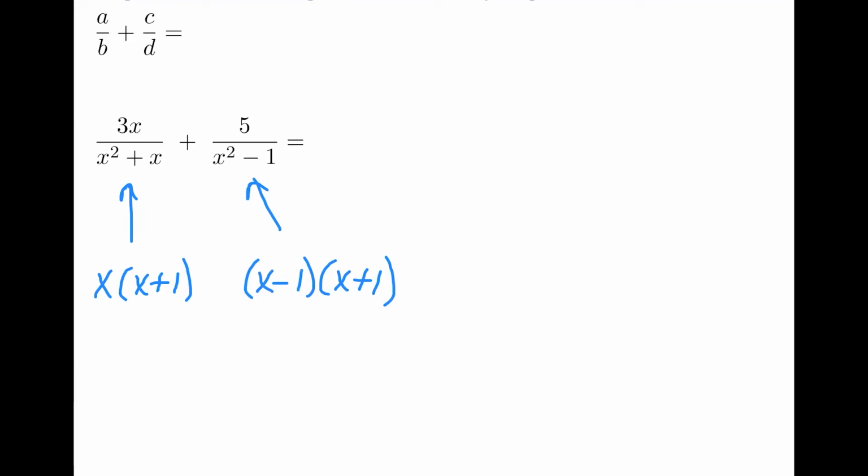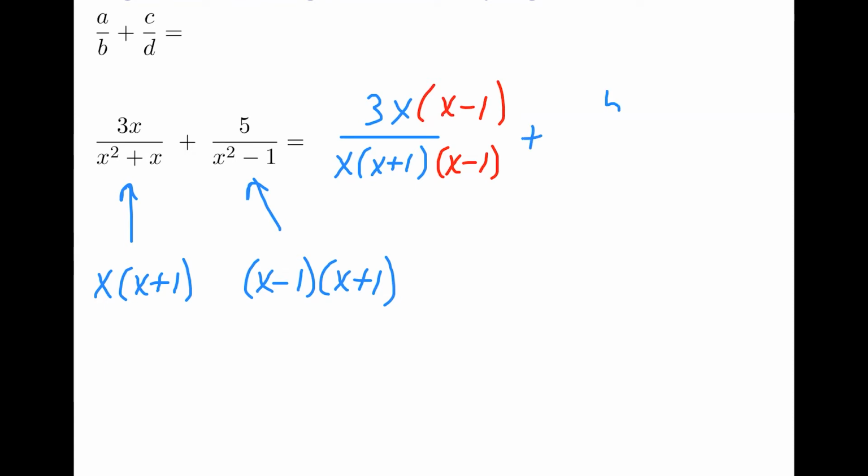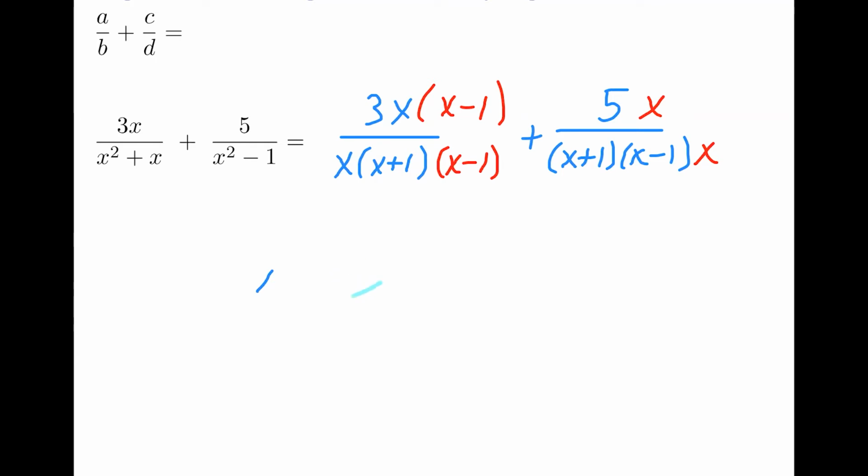So what we're going to do is write 3x over, and I'm going to actually call this x times x plus 1. And then I'm going to introduce that factor of x minus 1 here and here. And then the second fraction, 5 over, and again, I could call it x squared minus 1, but I'm going to call it x plus 1 times x minus 1. How do I give that the same denominator? I introduce this factor of x on the bottom, and then I better introduce that same factor on the top. And now these two fractions have the same denominator, and this allows me to just add the numerators.